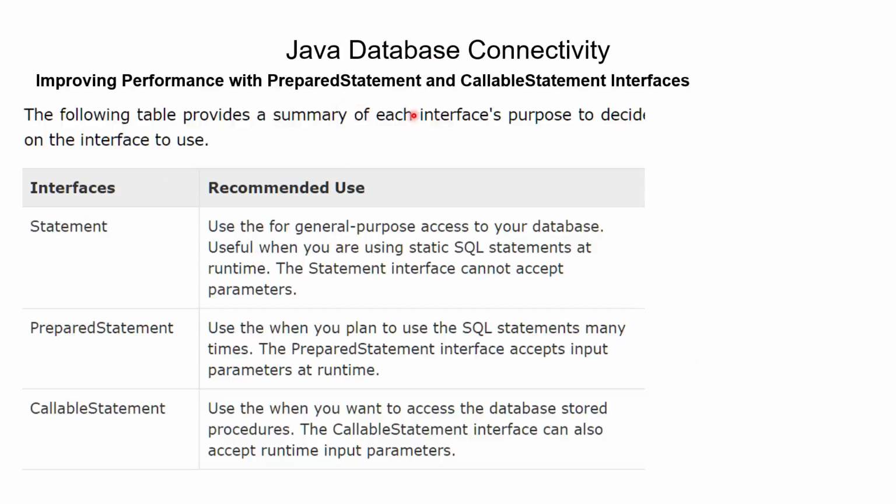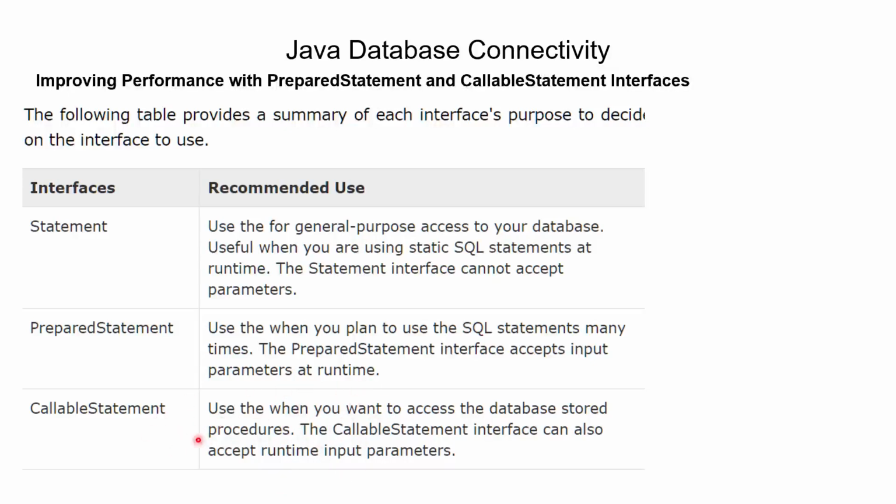So let's take a look at improving performance with the PreparedStatement and CallableStatement interfaces. So here are some interfaces. Statement is used for general purpose access to a database, useful when you're accessing static SQL statements at runtime. The Statement interface cannot accept parameters. PreparedStatement is for when you plan to use SQL statements many times; the PreparedStatement interface accepts input parameters at runtime. And CallableStatement, use this when you want to access database stored procedures. The CallableStatement interface can also accept runtime input parameters.